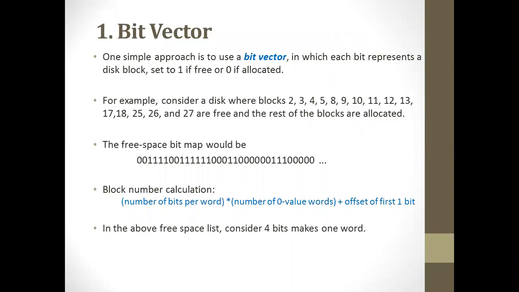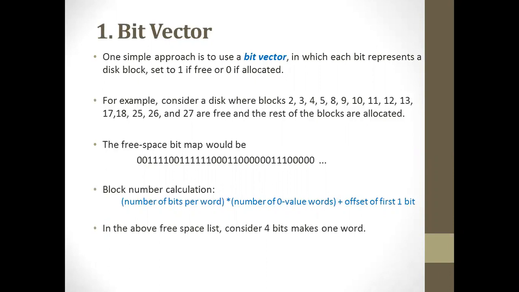Bit vector. The disk space is divided into equal size blocks. If the free space list is implemented as a bit vector, then each block is represented by one bit. If the block is free, the bit is 1. If the block is allocated to any file or directory, the bit is 0. The main advantage of this bit vector approach is that it is simple and efficient in finding the first free block or n consecutive free blocks on the disk.